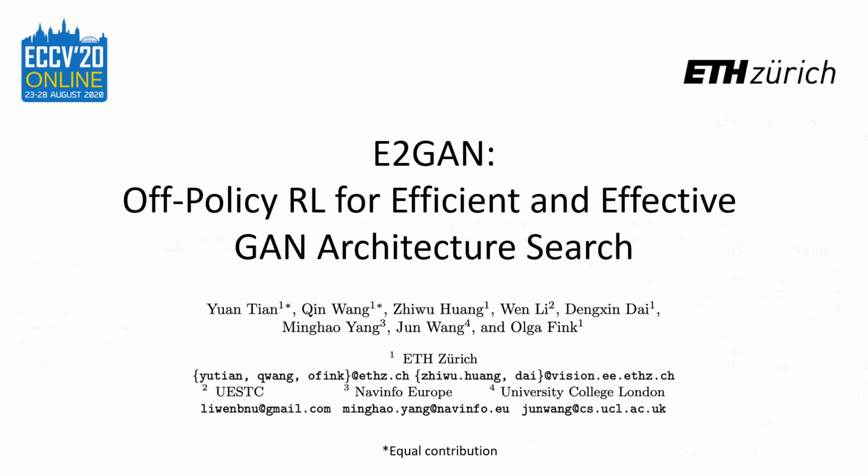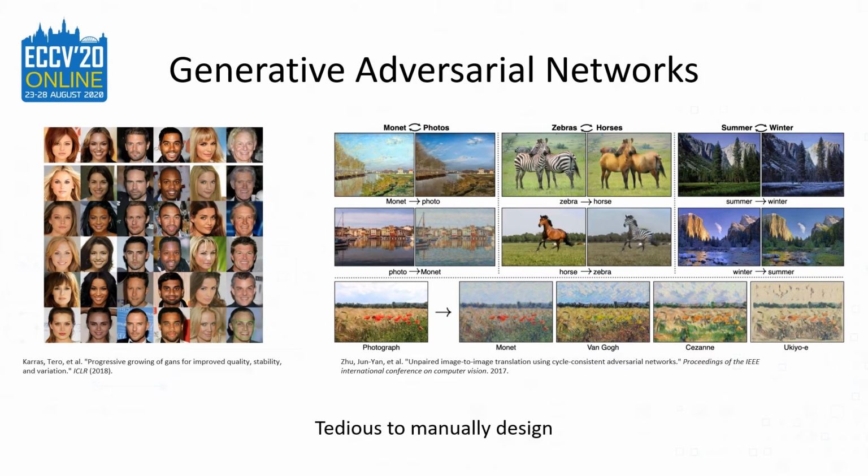We would like to introduce our E2GAN for efficient and effective GAN architecture search. GANs have been successfully applied to a wide range of generation tasks, including image generation, image translation, and many other tasks. While designing favorable neural architectures of GANs has made great success, it typically requires a large amount of time, effort, and domain expertise. To alleviate this network engineering pain, an efficient, automated architecture searching framework for GAN is highly needed.